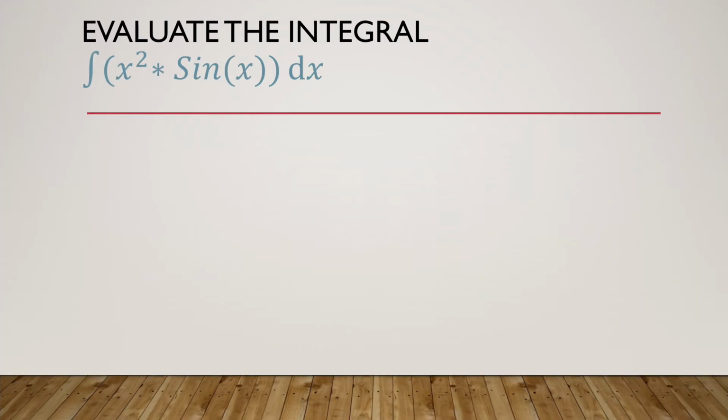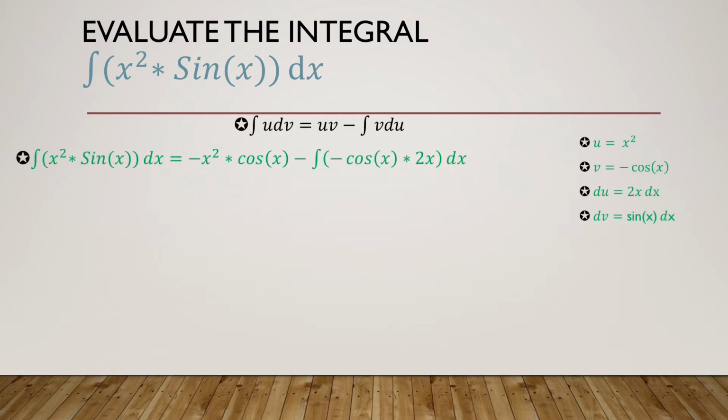Now that we have the formula for integration by parts, let's go ahead and try an example. For this example, we're given the integral of x squared times sine x dx, and we're asked to evaluate. We can begin by designating a u and a dv for each function in this integral. In this case, x squared for u and dv equaling sine x dx.